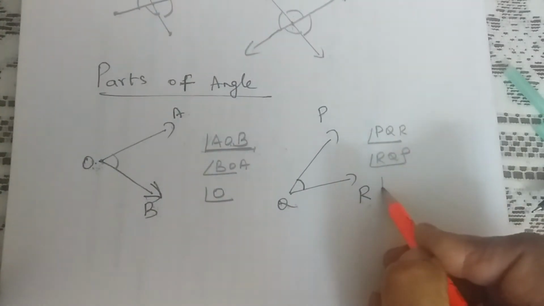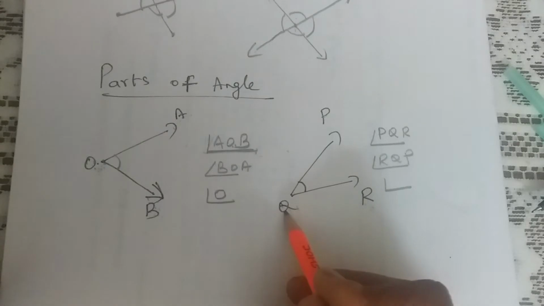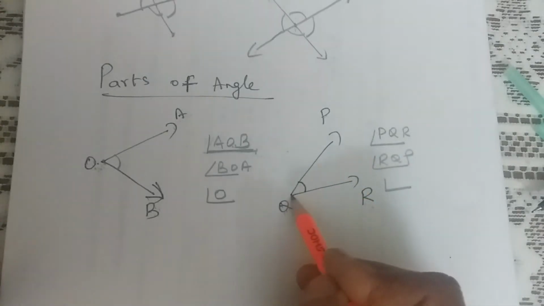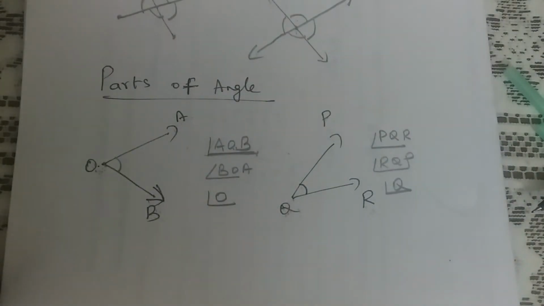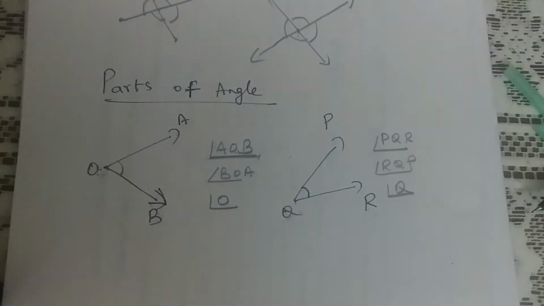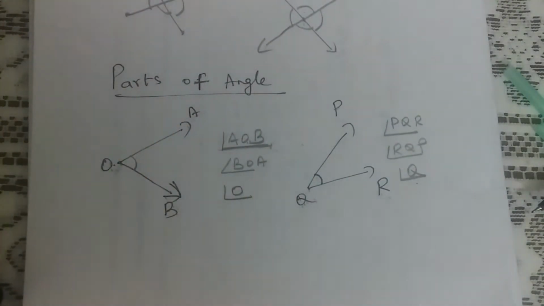Or what is one more way of naming? Just the letter which is at the center, at which the angle is formed, at which the two rays are meeting. That is angle Q. So an angle can be named in three ways. Now we'll come to the parts of this angle.